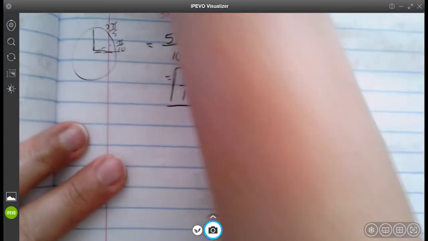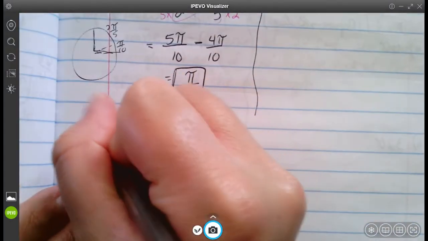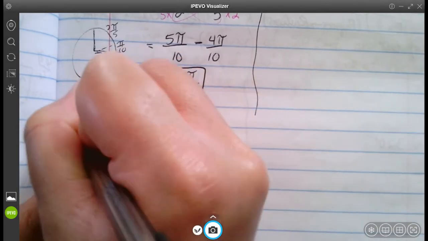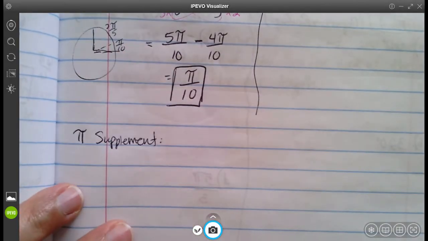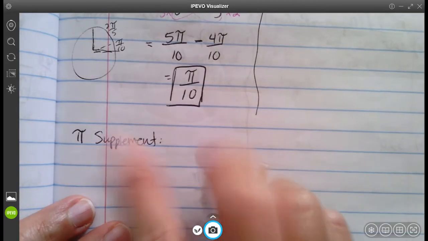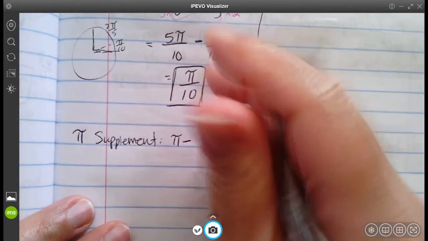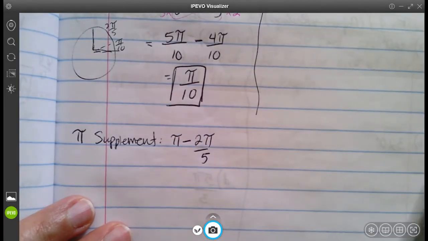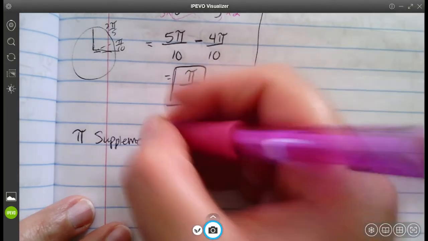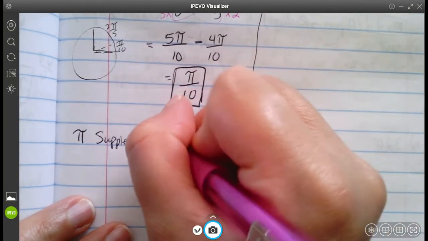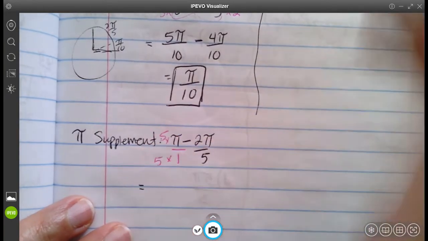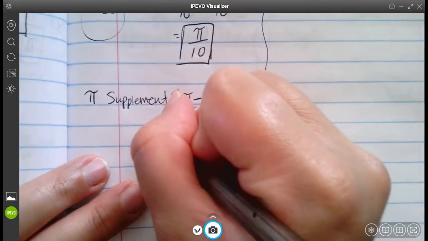So the supplement is going to be the 180, right, or pi. So the supplement is pi, because pi is half of a circle. And that means we're going to subtract pi minus my 2 pi fifths. Okay, so this one I think is a little easier because I've got to put it over 1, right? And the common denominator would be times 5 because this one is a 5. So that's going to look like the following.